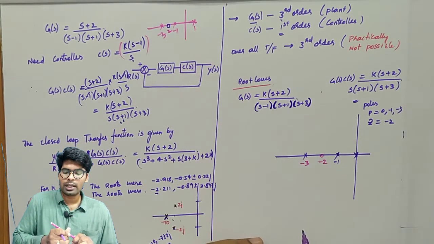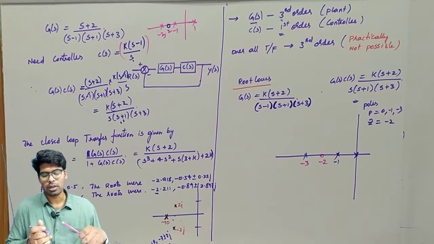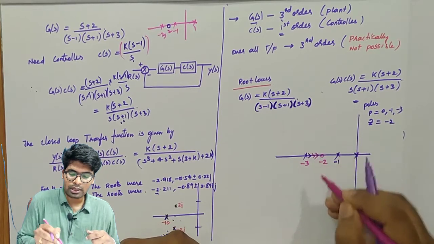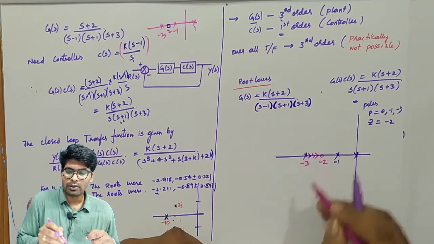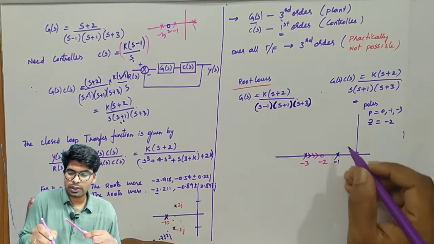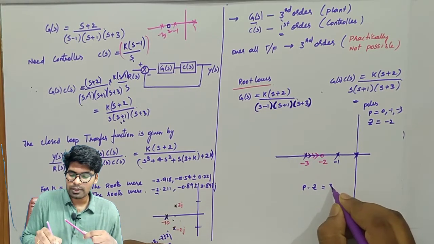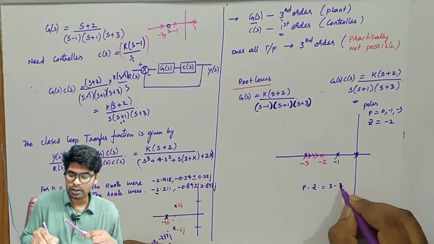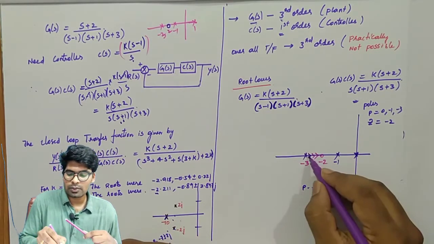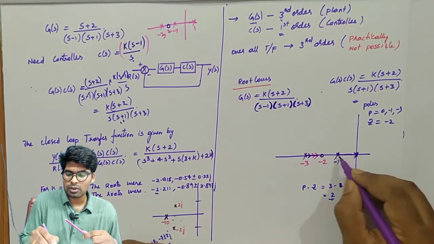As you know, the root locus starts from the poles and terminates at the zeros. So one root locus will start from here and go to the zero. We have p minus z, you already know, that is 3 minus 1, that is 2. That means you have 2 asymptotes. So this is one asymptote, and the other asymptote comes from these two poles.